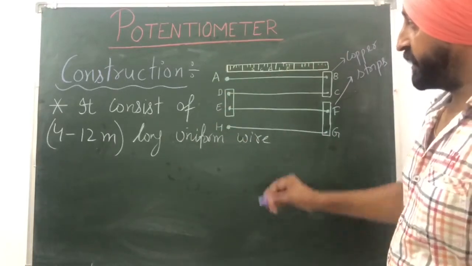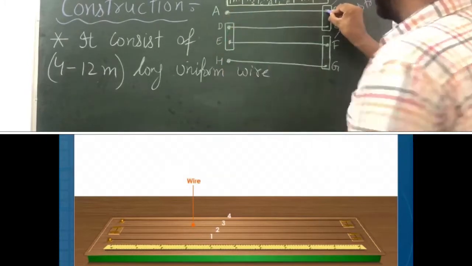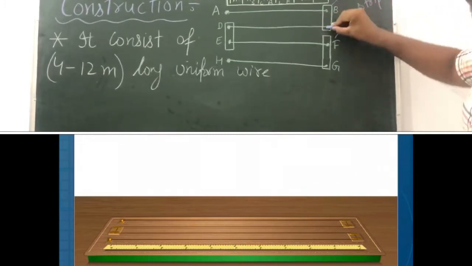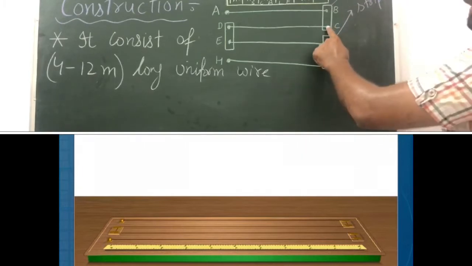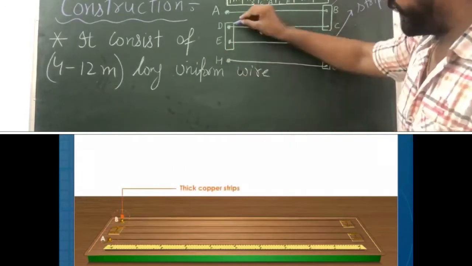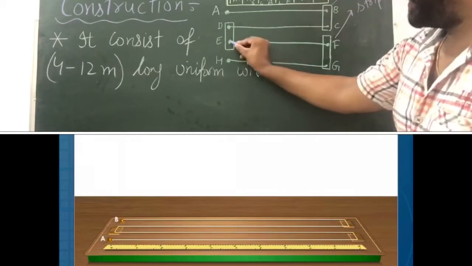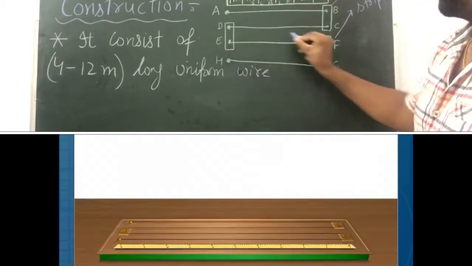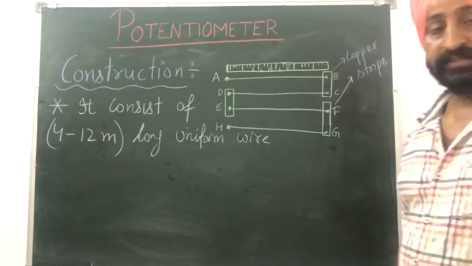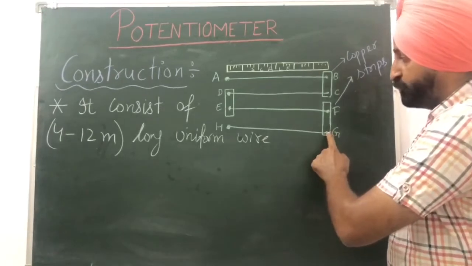Like here, starting from point A to point B, this wire will have a length of 1 meter, and then this point B is in contact with point C through this copper strip as shown in this diagram, and then the wire will move from C to D. This length will again be 1 meter, and point D is in contact with point E again through this copper strip, and again this wire is moving from point E to F. This length is again 1 meter. Again point F and point G are in contact with each other through this copper strip, and this wire is now running from point G to H.